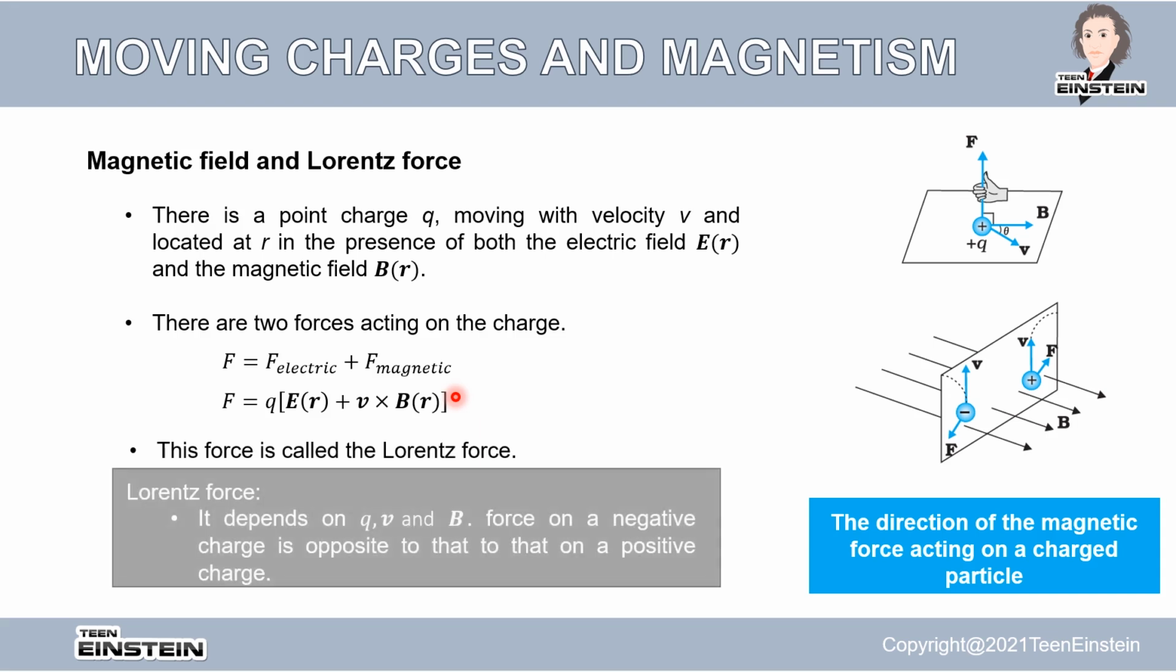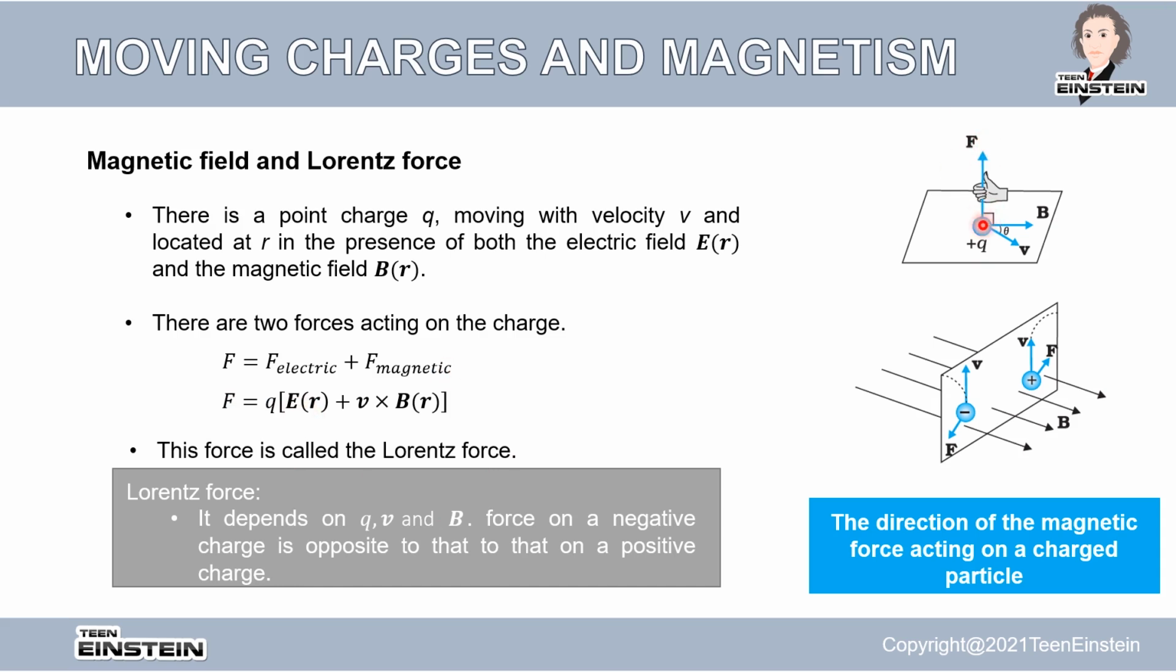So we will see what are the properties of this Lorentz force. It depends on Q, V and B. Force on a negative charge is opposite to that of the positive charge. This is straightforward from this equation. If you reverse the direction of Q, that means if you substitute minus Q instead of plus Q, then the F becomes minus F.